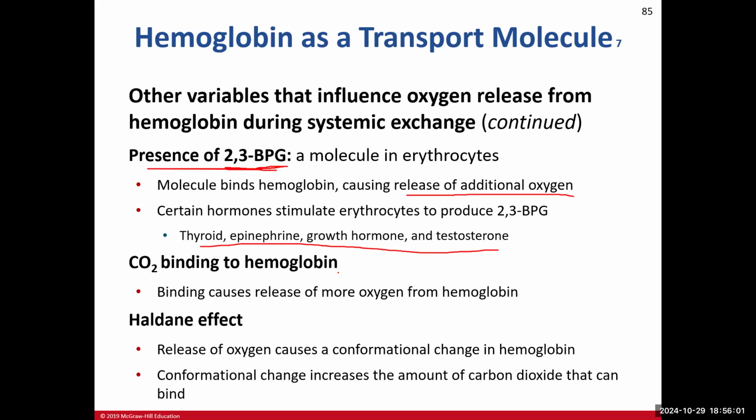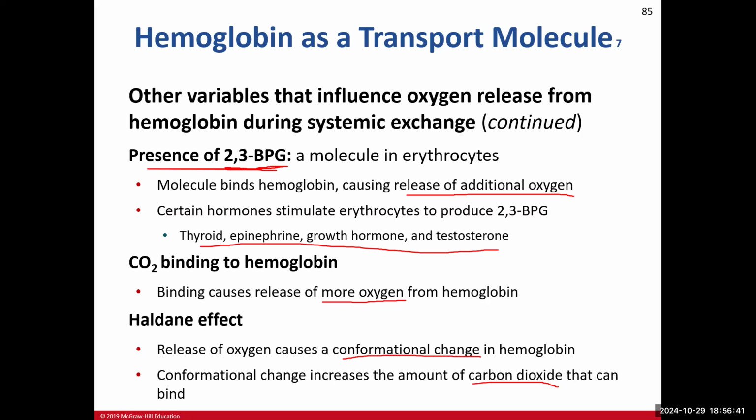What about carbon dioxide? What is that going to do? Same thing, y'all. Increased carbon dioxide levels get rid of oxygen off the hemoglobin. As oxygen either comes onto or is released from the hemoglobin, we see a shape change to that molecule. As it changes its shape, we can now increase the amount of carbon dioxide that is going to bind. So we're replacing oxygen. This is called the Haldane effect. We're going to replace that oxygen once it gets kicked off because we have more carbon dioxide.